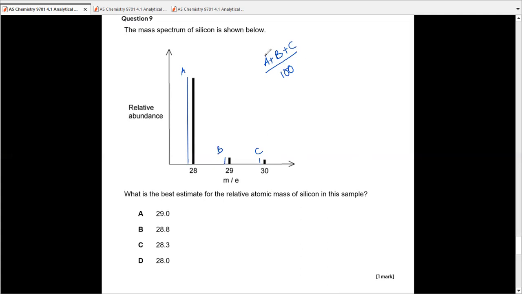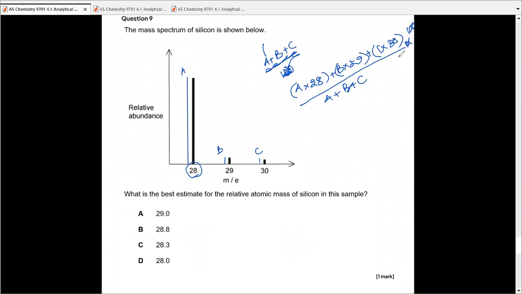Even if you don't do that, you pick this one and multiply with this one, this one, this one. Let's not divide it by 100 even. Find out A, B, and C. Okay, A into 28 plus B into 29 plus C into 30, divided by A plus B plus C. Do we multiply it by 100? No, we don't get an answer in percentage. So no multiplication by 100 needed. There you go.